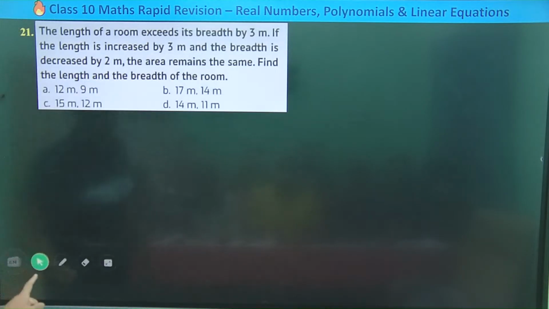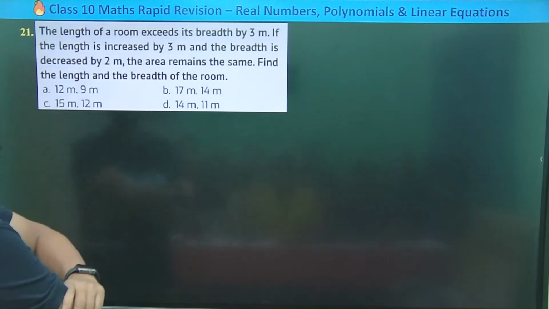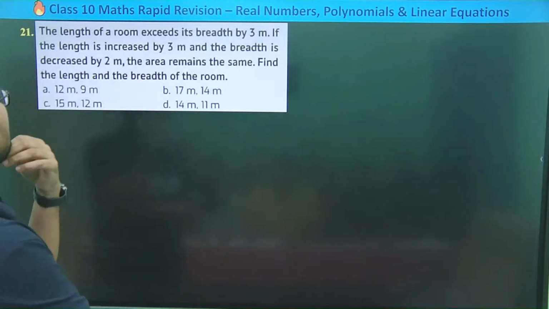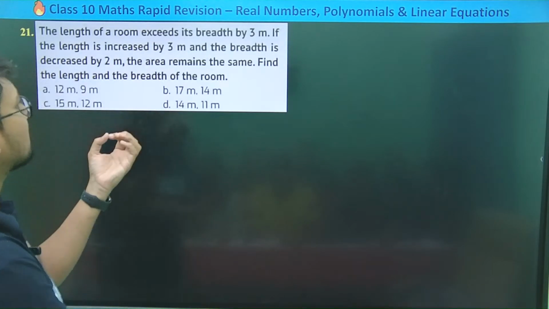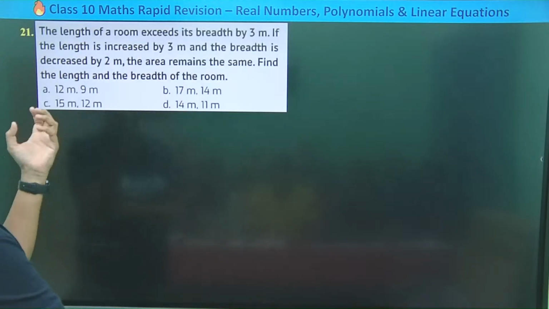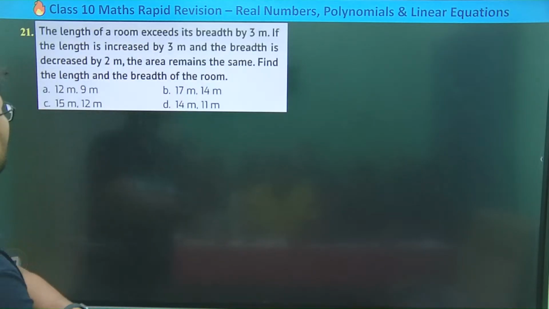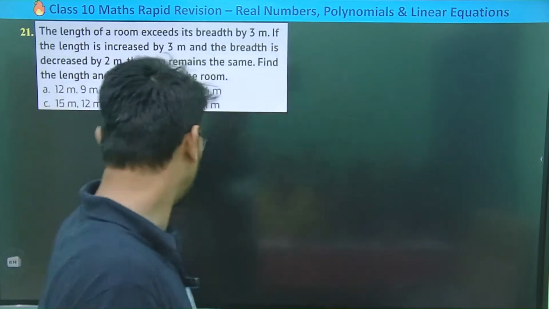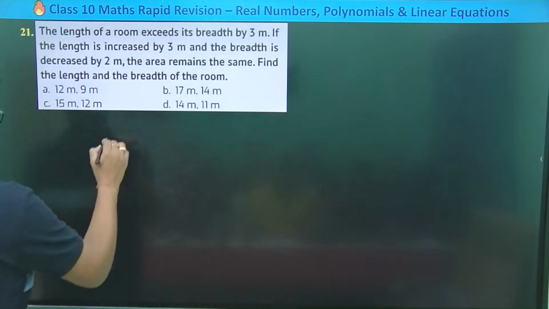Chalo, ये वाला question देखो. Given the length of a room exceeds its breadth by 3 meter. If length is increased by 3 meter and the breadth is decreased by 2 meter, the area remains same. Find the length and the breadth of the room. Okay. Length x, breadth y. Chalo. You have to take let the length.